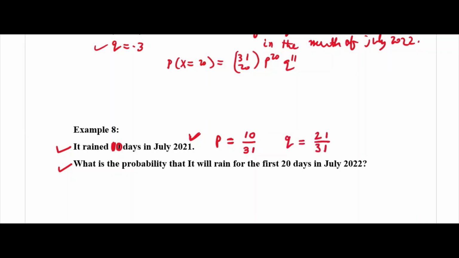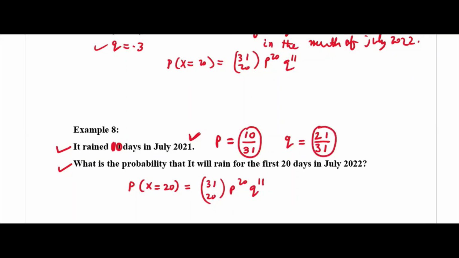p and q are here. You have to estimate from the sample if it's not given directly. Then you have to forecast for the future: the probability that it will rain for 20 days, 11 days, 10 days, 0 days, whatever. And you have to apply the formula. n is 31 here as well. This is 20, so P^20 Q^11, and you put p and q to get the answer.